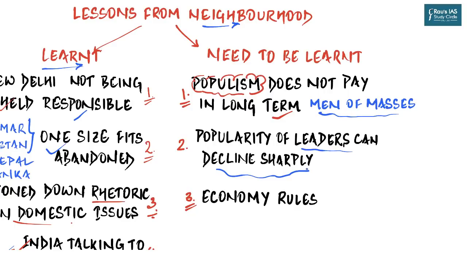KP Oli won a landslide victory in 2017, where his alliance secured majorities in both houses and formed governments in 6 of the 7 provinces, and is no more in power 4 years down the line. Similarly, Imran Khan won all 5 National Assembly seats he fought in 2018 elections.